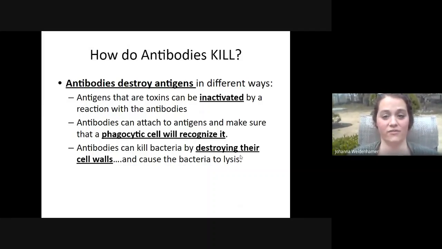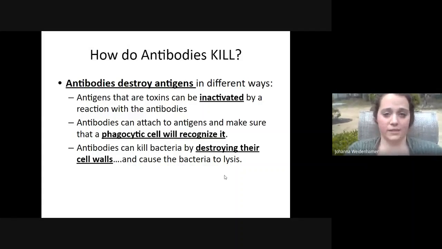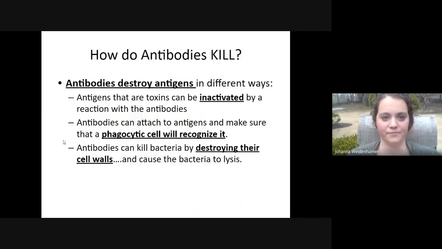And lysis is just a fancy word for destroying the cell wall of a bacteria or of an organism to make it disintegrate. So these are the three things that antibodies can do and how antibodies help the body by destroying the pathogens.